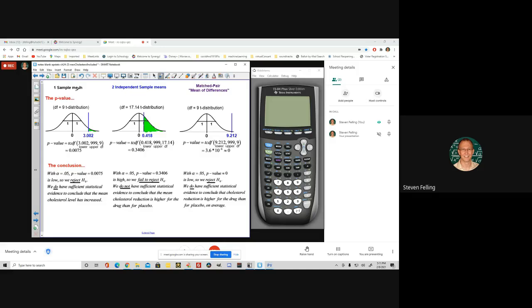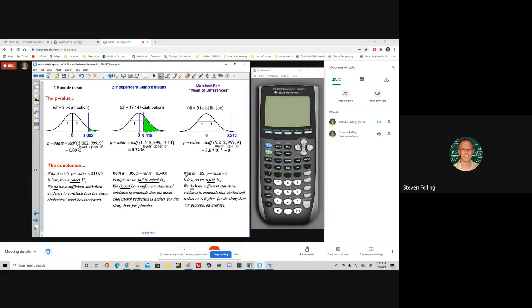Okay, and then the p-value calculation, at this point, is very standard. We use a tcdf function. In this case, it's from the test statistic 3.02 to infinity with degrees of freedom 9, and that's 0.0075. For the two sample one, same thing. We do the sketch. 0.418 was the test statistic, to infinity with 17.14 degrees of freedom, which is a p-value of 0.3406. And then for the matched pair test, it was a test statistic of 9.212 to infinity with 9 degrees of freedom, which is 3.6 times 10 to the negative 6, so practically 0.